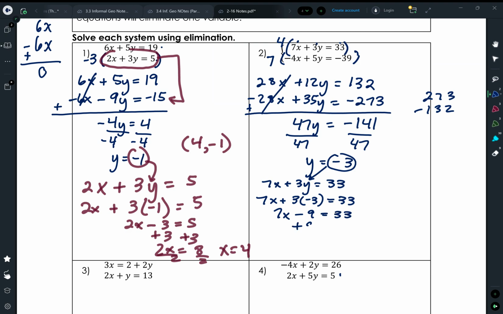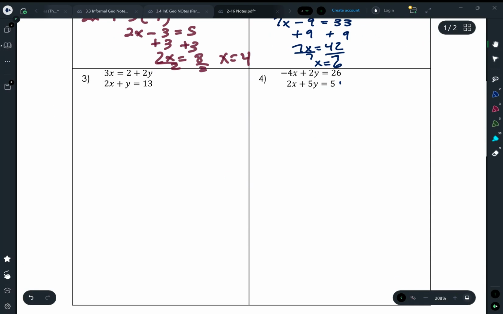We're going to go ahead and add 9 on both sides so that 7x is 42. And then divide by 7, and x is equal to 6. So 6 comma negative 3 is our solution on this one. So remember that ordered pair is that place where both lines would cross.